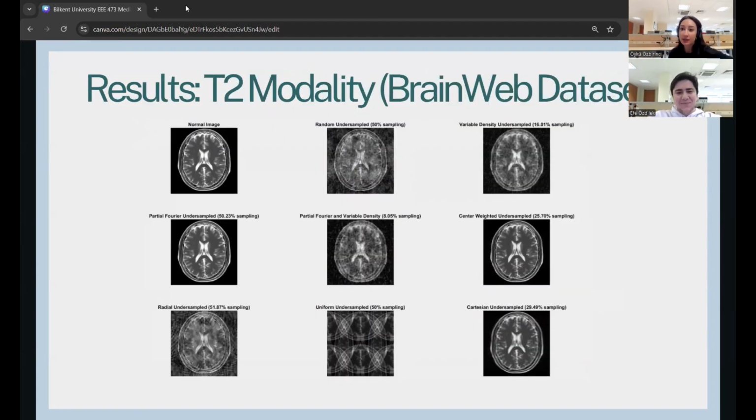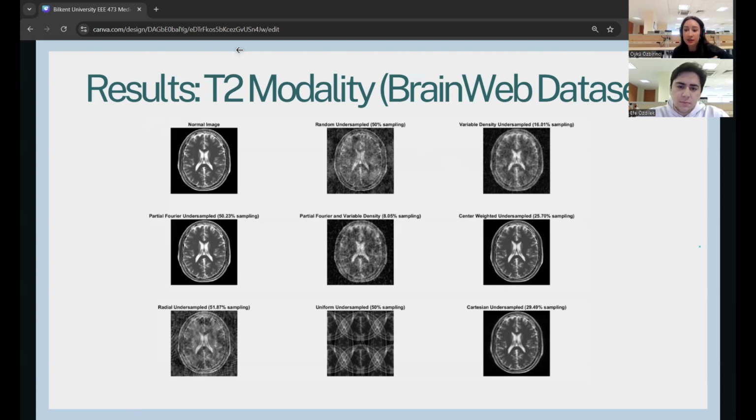And here are results for our evaluation. This is from the T2 modality of the BrainWeb dataset from McGill University. Among the techniques employed in this modality, the partial Fourier method performed the best, and it gave almost perfect results for the recovery of real images. The combination of variable density and partial Fourier also produced very high quality results, while only using 25% of the k-space samples. Additionally, the center-weighted sampling effectively preserved the structure of the image.